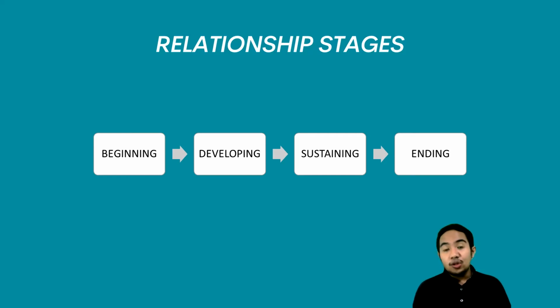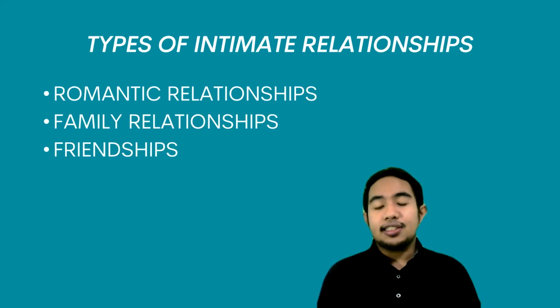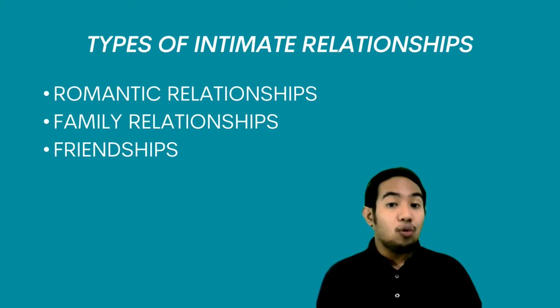But relationships could either continue to be sustained or end up deteriorating. Remember, it depends on you and your partner or group if you want to end or continue your relationship with them. You always have a choice. There are three types of intimate relationships: romantic relationships, family relationships, and friendships. Let's explore them one by one.